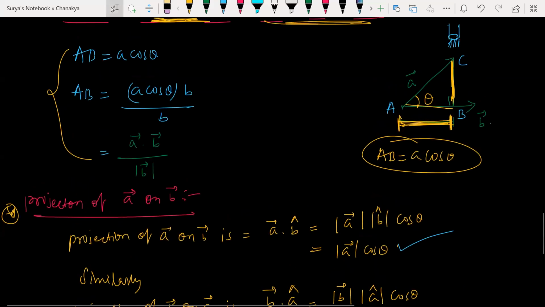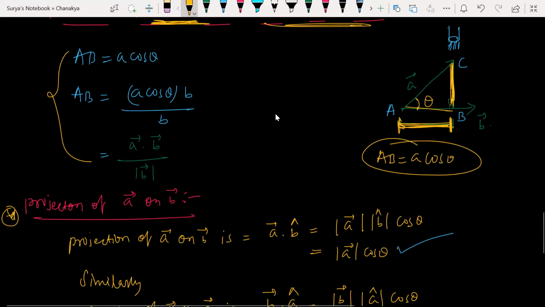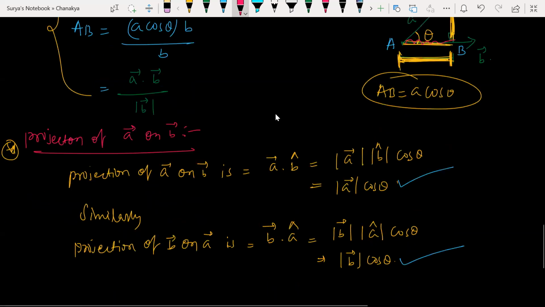If you are focusing a light from above like this, whatever the shadow, the projection happens like this. That projection, whatever the distance you have here, look at this. That is my projection. Okay. All right. Yes. Guys, what is this? Nothing but.